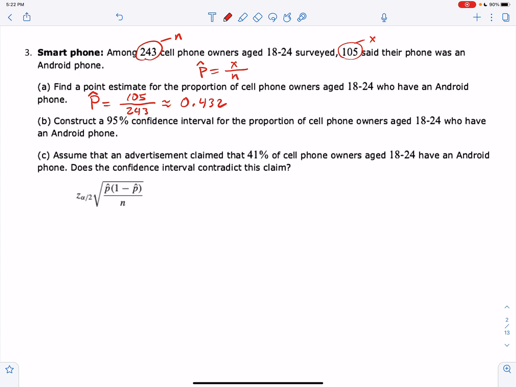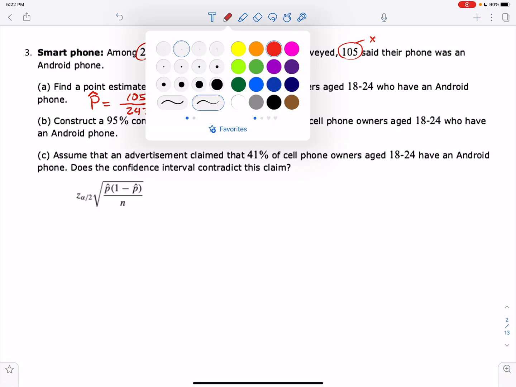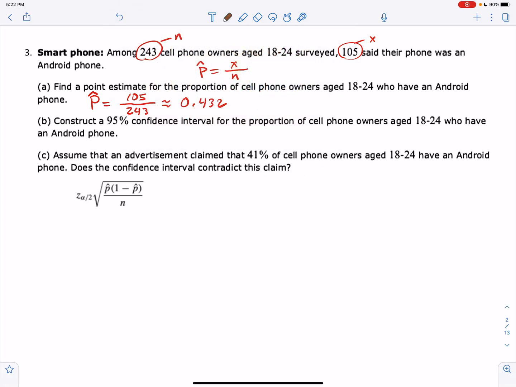Second, we want to construct a 95% confidence interval for the proportion of cell phone owners aged 18 to 24 who have an Android phone. All right, well, we've got a point estimate. Now we need to come up with our margin of error. I made a copy from our formula sheet. Our margin of error is right here. The important pieces to find are a critical value and the standard error.